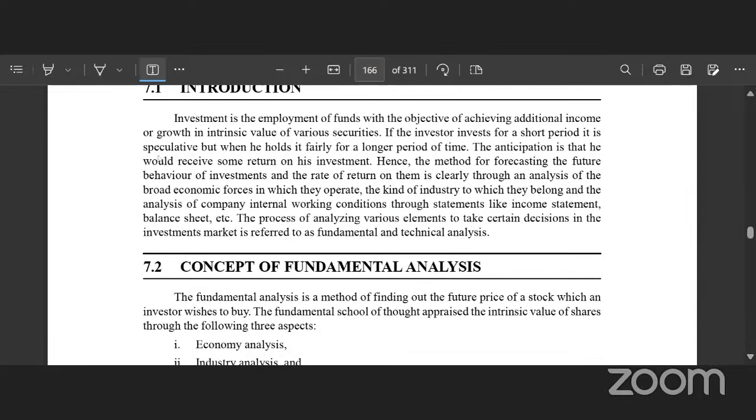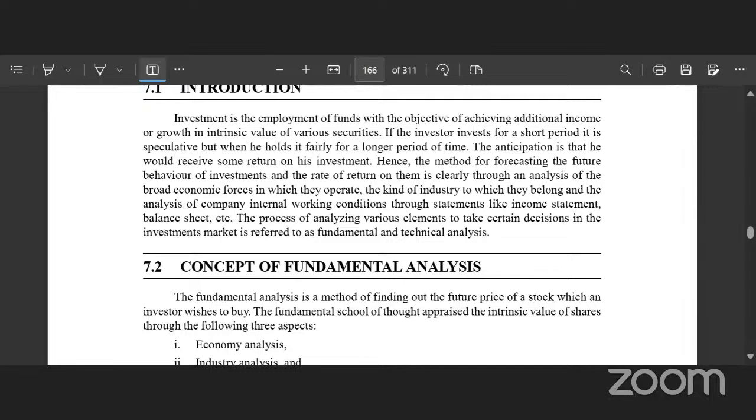So, we discussed this. Investment is the employment of funds with the objective of achieving additional income or growth in intrinsic value of various securities. Suppose you buy a security by paying 100. The basic objective of investing this 100 rupees today in various securities is to get some additional income or growth. Additional income in the form of dividends in equities, interest in fixed income securities, or growth in intrinsic value.